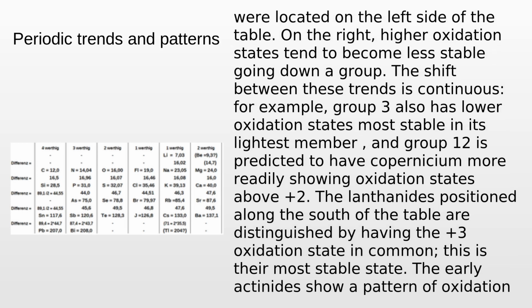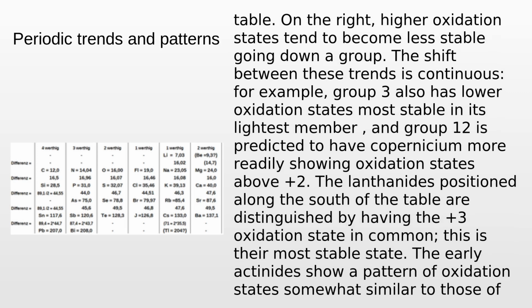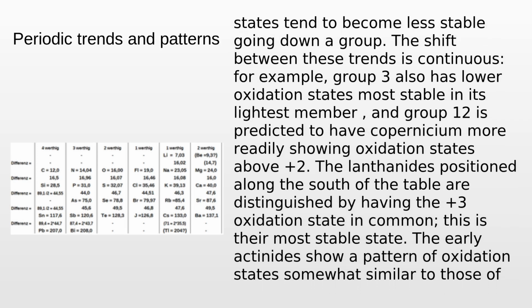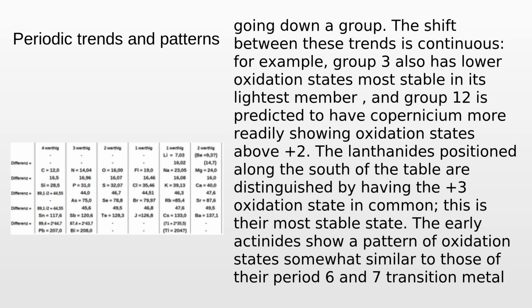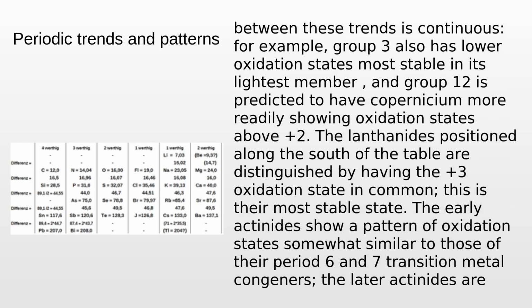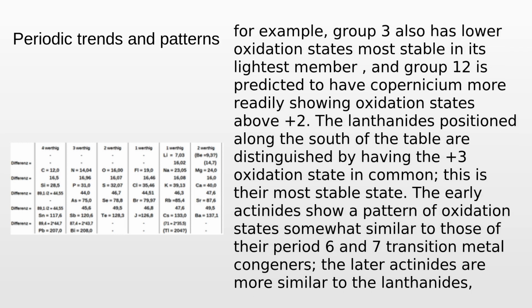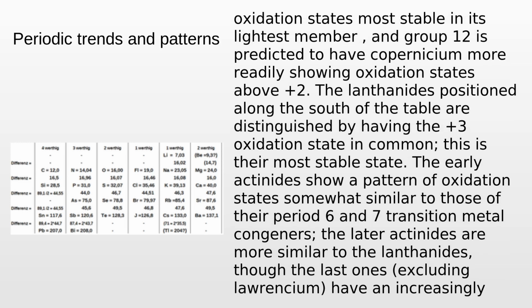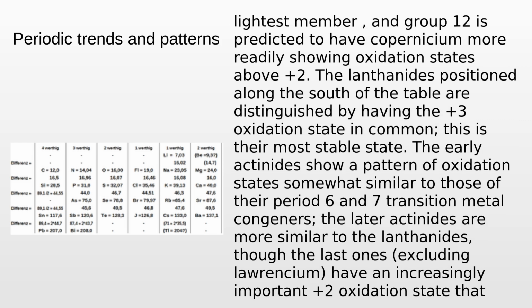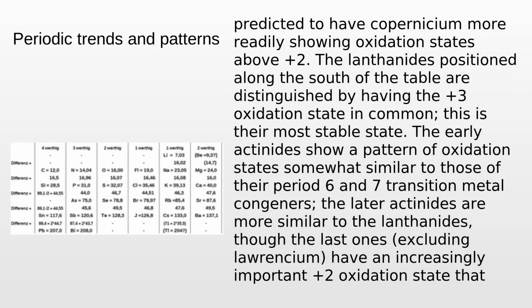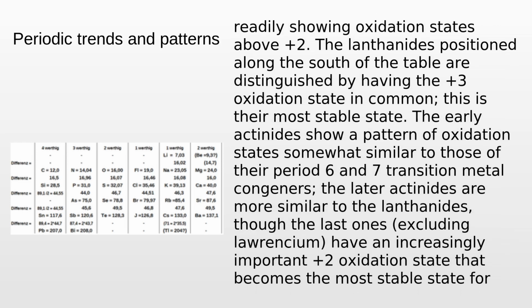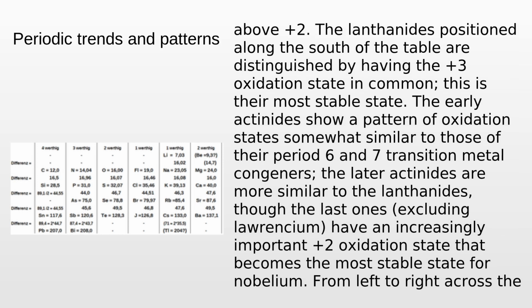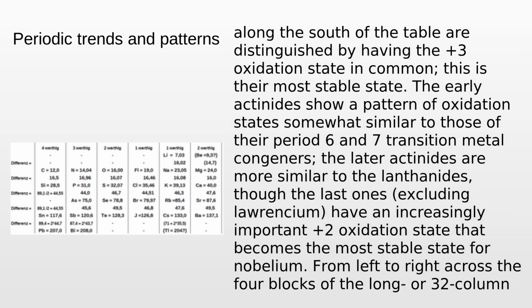The shift between these trends is continuous. For example, Group 3 also has lower oxidation states, most stable in its lightest member. And Group 12 is predicted to have copernicium more readily showing oxidation states above +2. The lanthanides positioned along the south of the table are distinguished by having the +3 oxidation state in common. This is their most stable state.